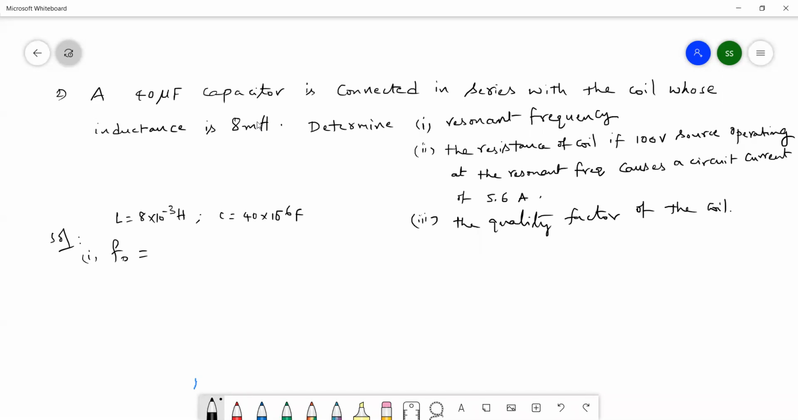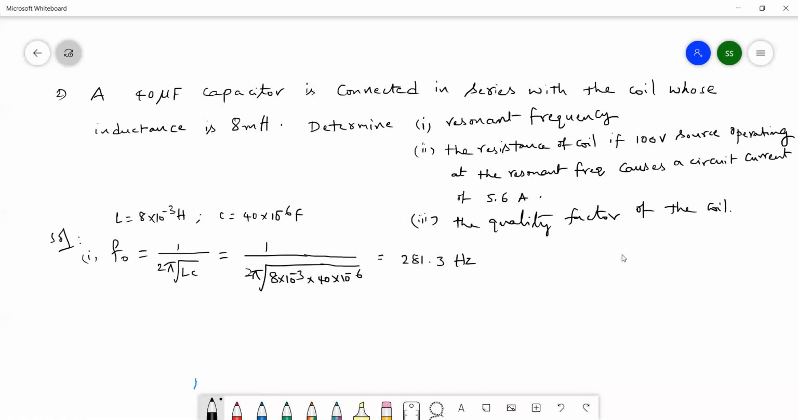What is the formula for F naught? 1 by 2 pi under root LC. Good. So substitute your L and C values and tell me the answer for F naught. 8 into 10 power minus 3, and 40 into 10 power minus 6. Do it. Sir, 281.3, sir. 281, good, very good. 0.3. Very good, Harsha.